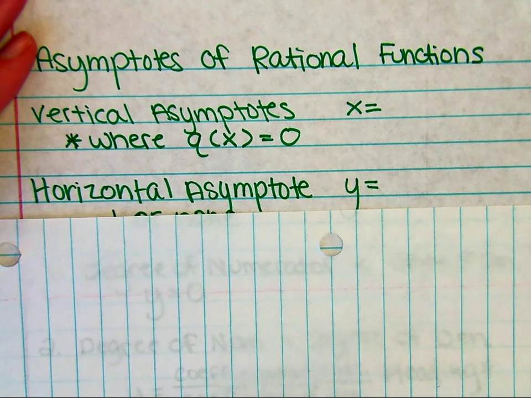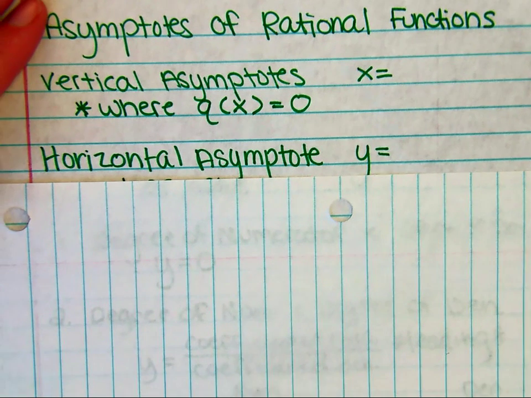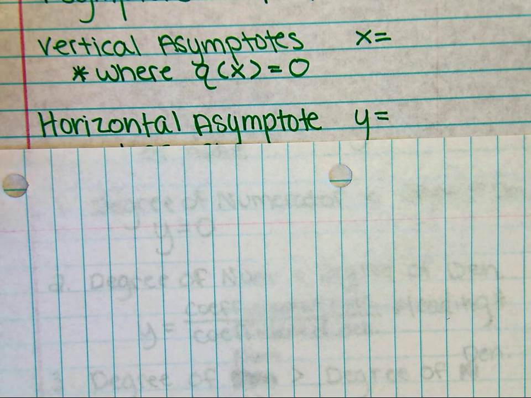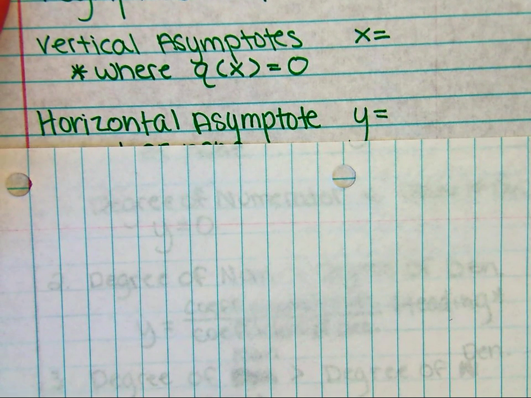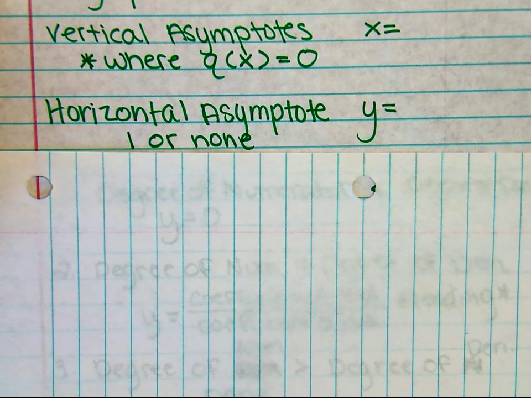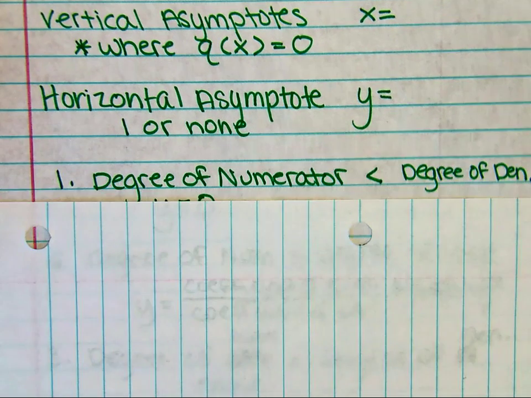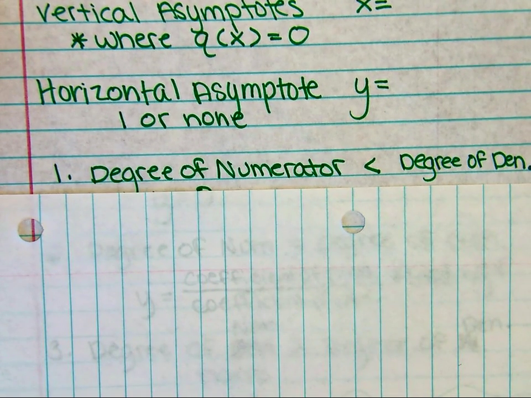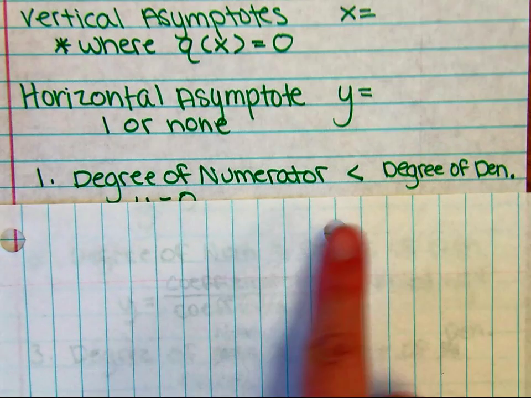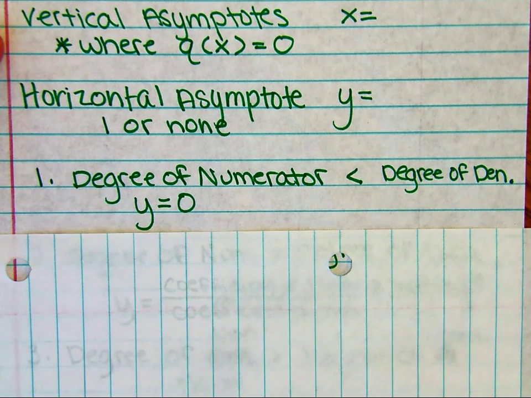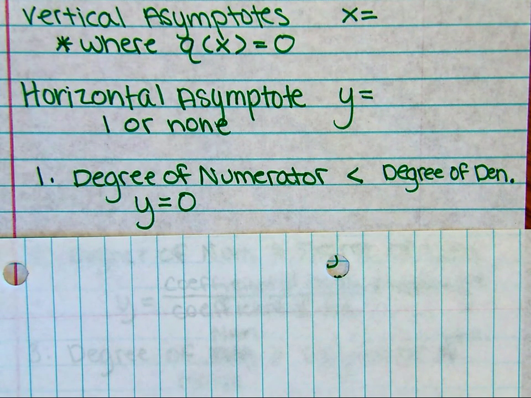Horizontal asymptotes are y equals lines, so make sure you denote that when you are telling me the equations of your asymptotes. These have 3 rules that go with them, and you've probably seen them before. You either are going to have one or no asymptotes. Here's our first rule. If the degree of the numerator is less than the degree of the denominator, your asymptote is at y equals 0. You're going to have to find the highest degree in the numerator, and if it's less than the highest degree in the denominator, then it's going to equal 0.